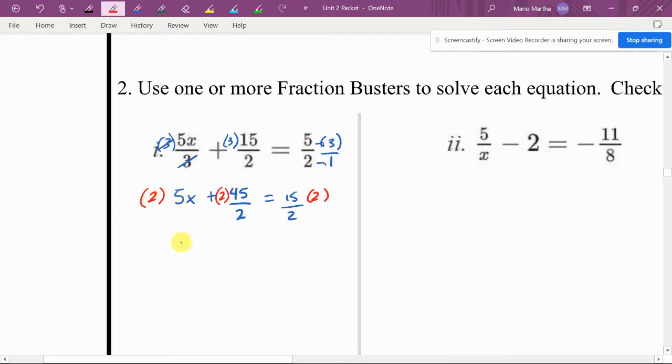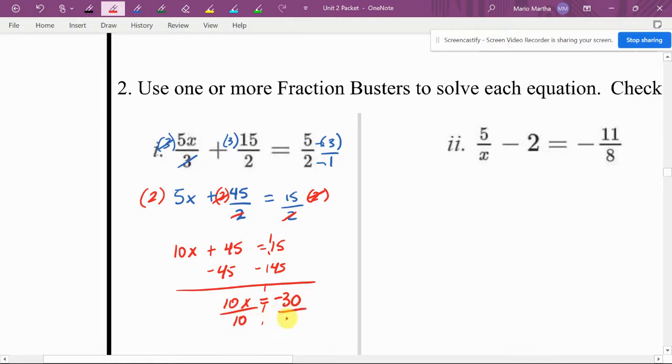Again, 2 times 5 gives me 10x. And then this 2 goes away with that 2, and that leaves me with plus 45 just by itself. And then again, this 2 goes away with that 2, and that's equal to positive 15. And then from here, we're going to get rid of the positive 45, so I'm going to subtract 45 from both sides. That leaves you with 10x equals negative 30, since 15 minus 45 is negative 30. Divide both sides by 10, and that gives x equals negative 3.